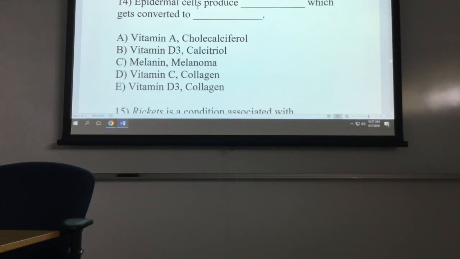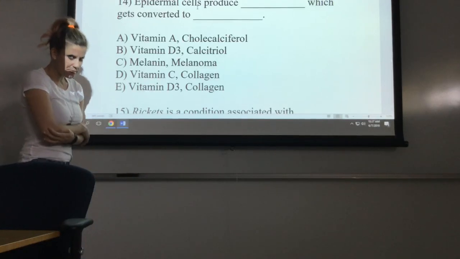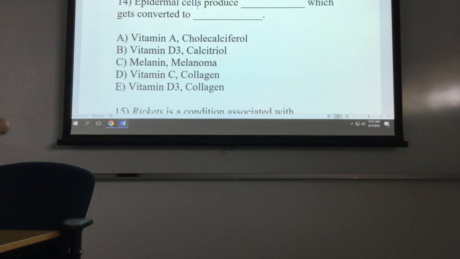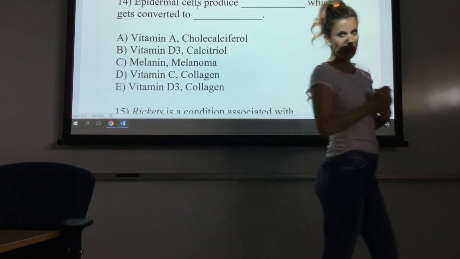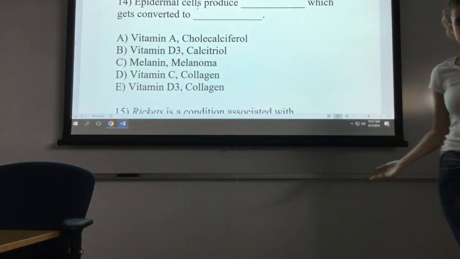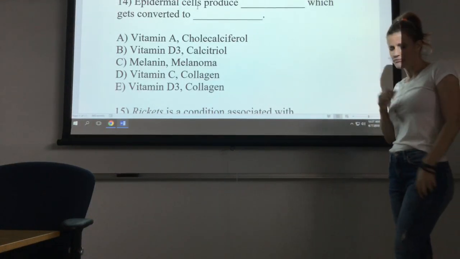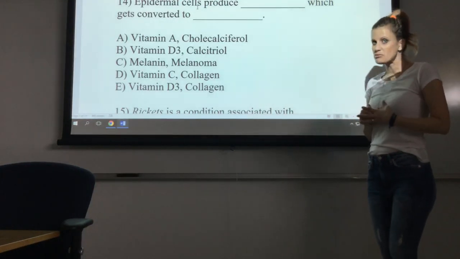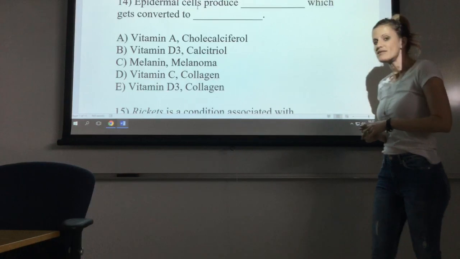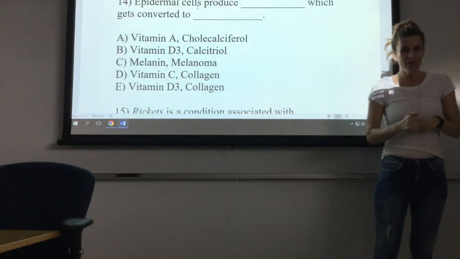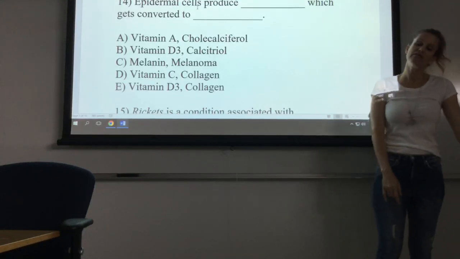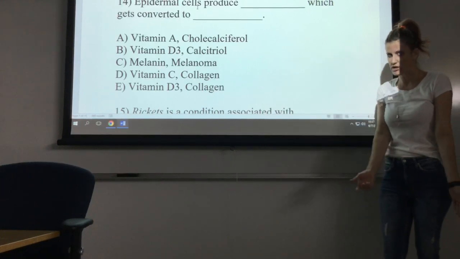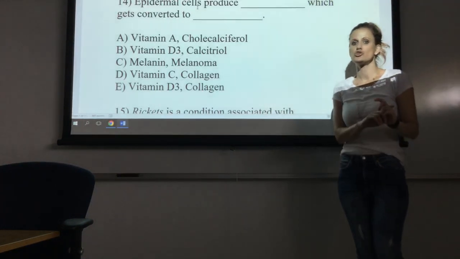Okay, 14. Epidermal cells, so cells in the epidermis, produce blank, which gets converted to blank. So we talked about a specific vitamin that gets produced in the epidermis. And we said that was vitamin D3. Okay, so when we're exposed to sunlight, just a little bit of sunlight is necessary. But in the presence of sunlight, our epidermal cells make vitamin D3. And we said that that gets converted to an important hormone that allows us to absorb calcium. So vitamin D and calcium are related to each other. You need vitamin D in order to get enough calcium from your GI tract. That hormone is called calcitriol.